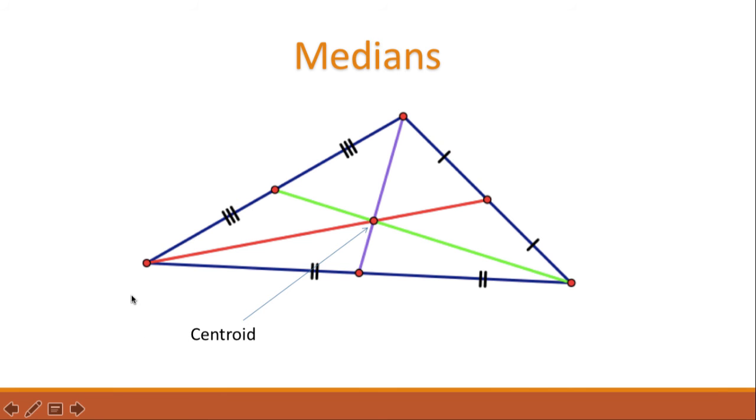Medians are segments in a triangle whose endpoints are a vertex and the midpoint of a side. Since there are three vertices and three sides in a triangle, there are 3 medians. All 3 medians intersect in one point called the centroid. The centroid is the center of gravity for the triangle.